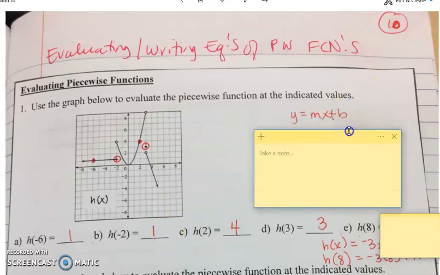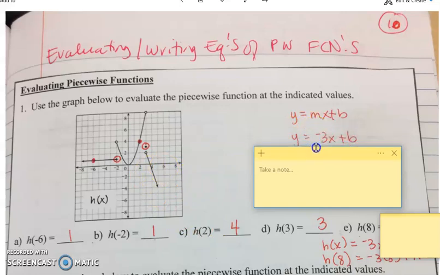I'm going to write the equation of this, and you remember from your Algebra 1 days, the equation of a line is y equals mx plus b. Well, we already discussed that the slope of this line is -3, so I'm going to go ahead and plug that in, y equals -3x plus b.